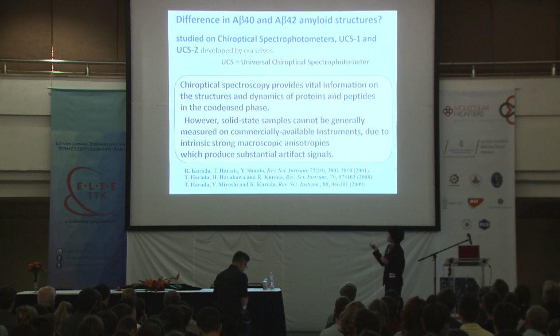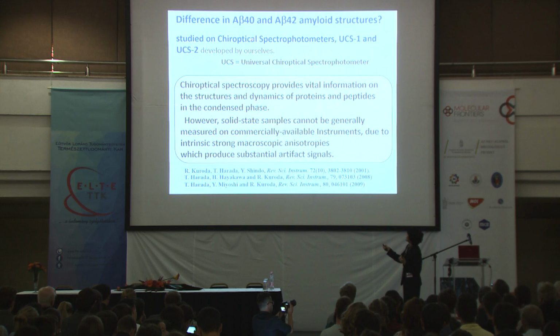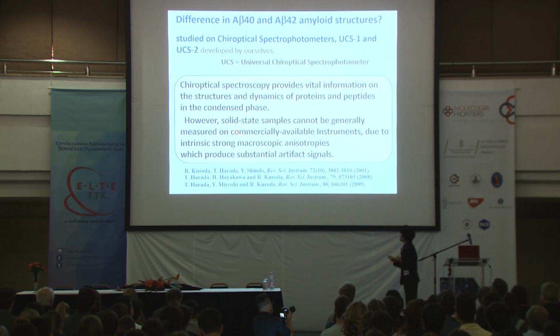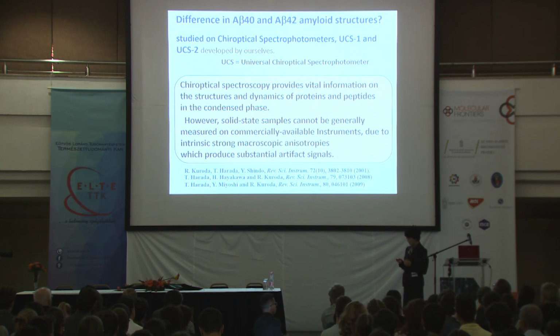So I wanted to understand the difference in the A beta 40 and A beta 42 structures. To do that, we need a chiroptical spectrophotometer. Chiroptical spectroscopy provides vital information on the structures and the dynamics of proteins and peptides in the condensed phase. However, solid-state samples cannot generally be measured on commercially available instruments due to intrinsic and strong macroscopic anisotropies, which really produce a serious problem.